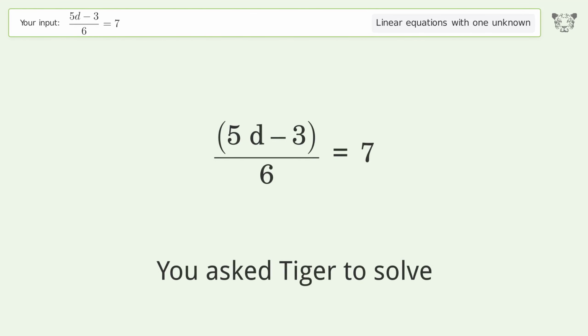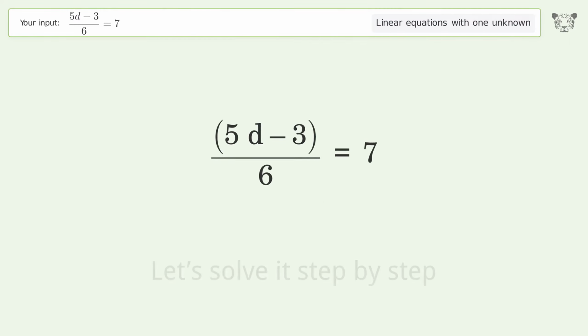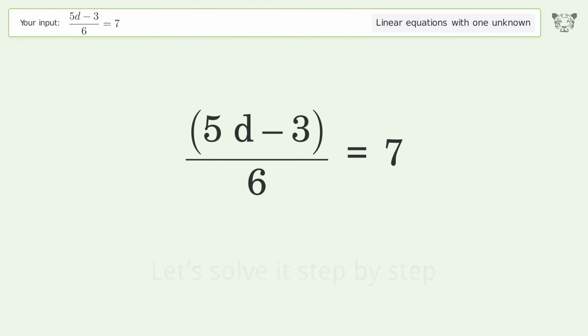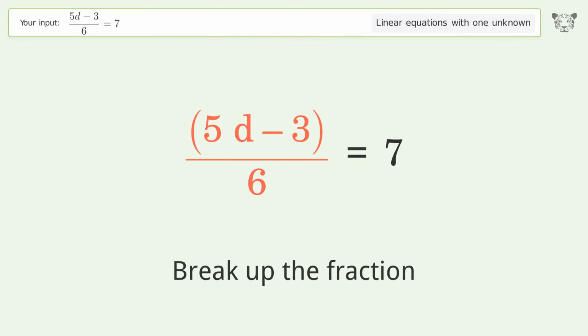You ask Tiger to solve. This deals with linear equations with one unknown. The final result is d equals 9. Let's solve it step by step. Simplify the expression. Break up the fraction.